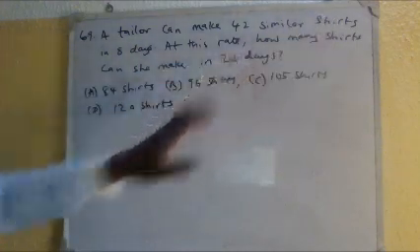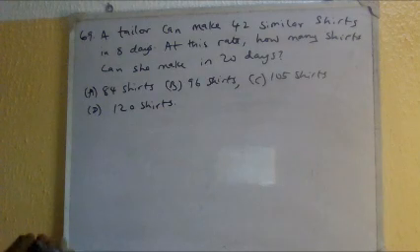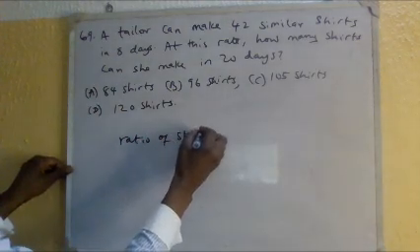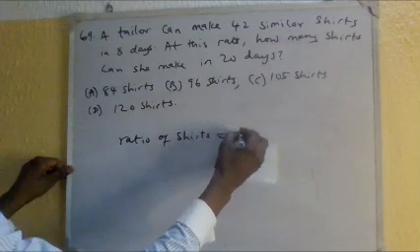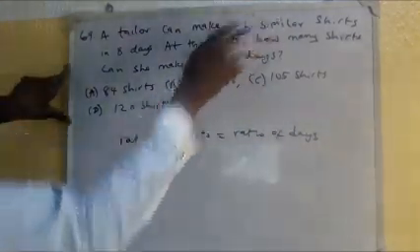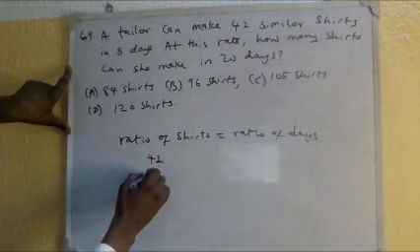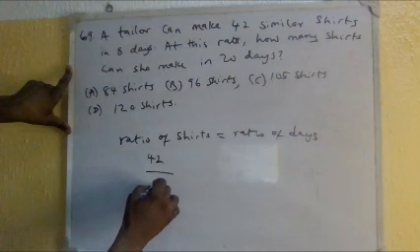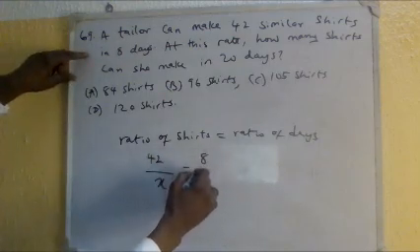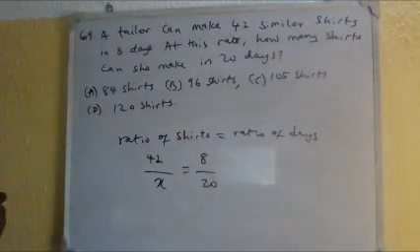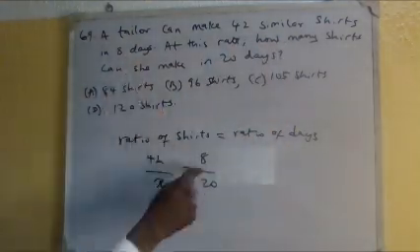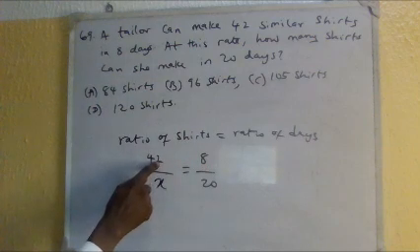So I can now say the ratio of shirts is equal to the ratio of days. So just do it like that. So shirts, 42 over, we're looking for how many shirts you can make, then compared to 8 to 20. So you see, I am comparing two ratios. I'm comparing the ratio of shirts to the ratio of days. So I have 8 days here mapping to 42 shirts, and 20 days mapping to an unknown number of shirts. We're looking for this number of shirts.